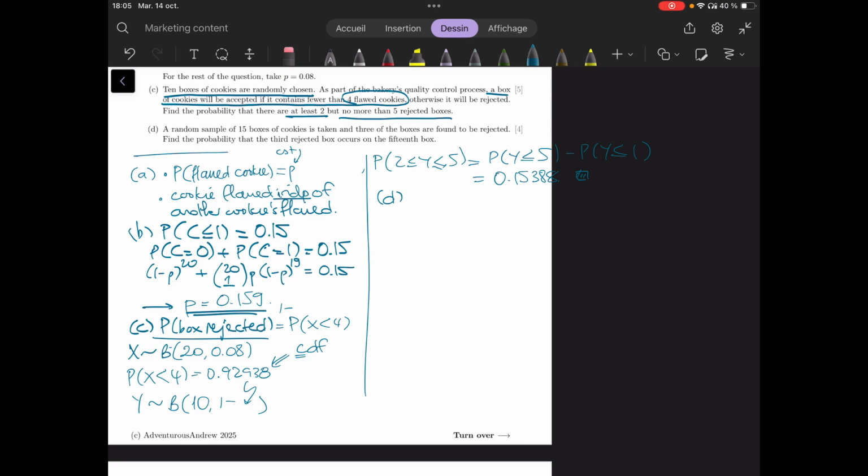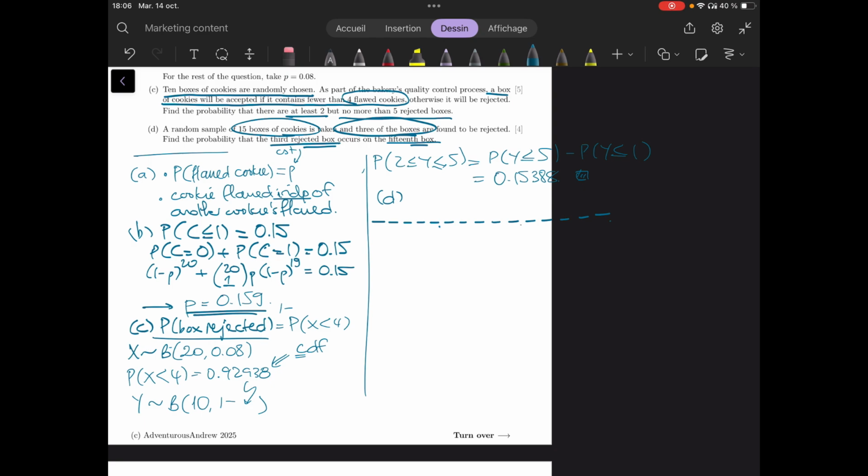Part D. We have a random sample of 15 boxes of cookies. 3 of the boxes are found to be rejected. Find the probability that the third rejected box occurs on the 15th box. So, for this part of the question, it helps to sketch a very tiny picture.